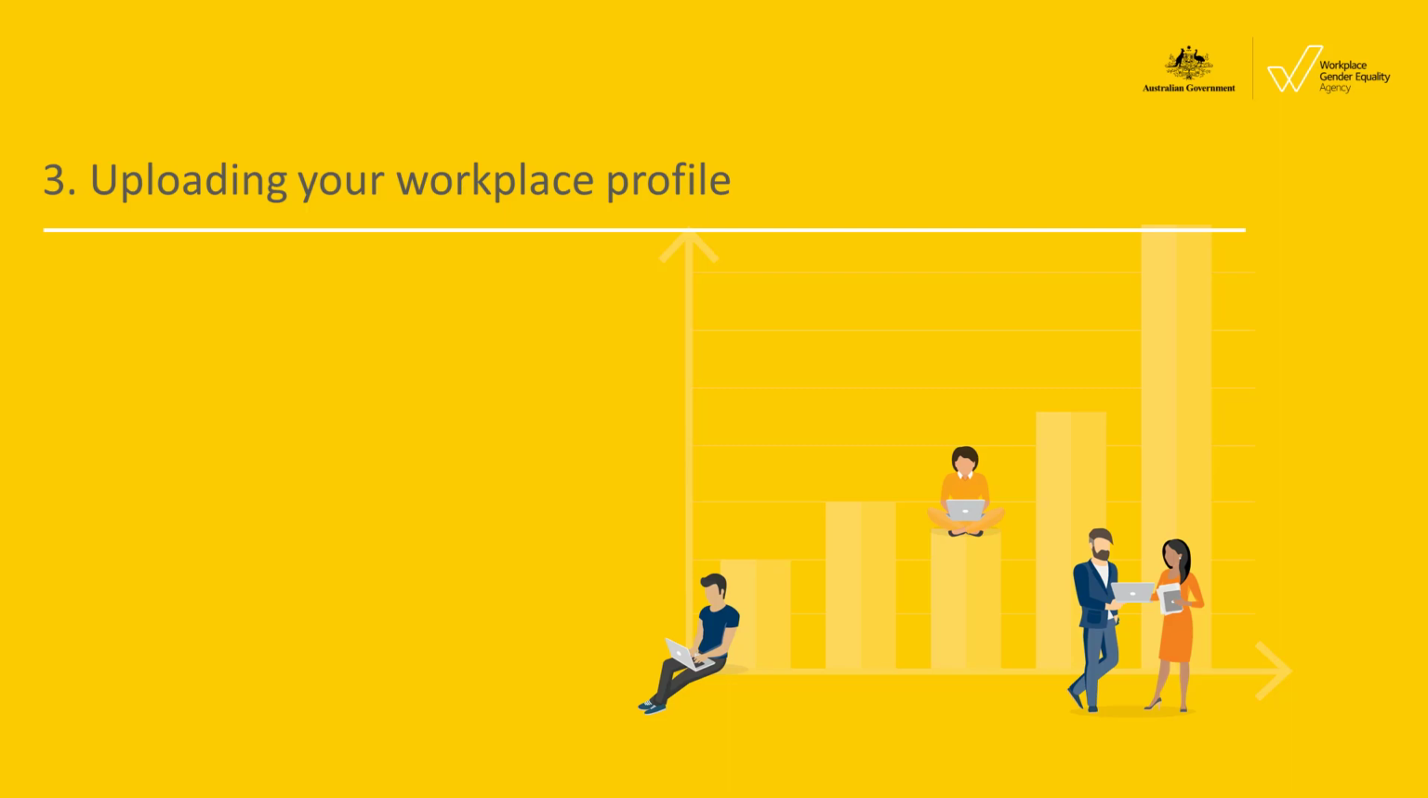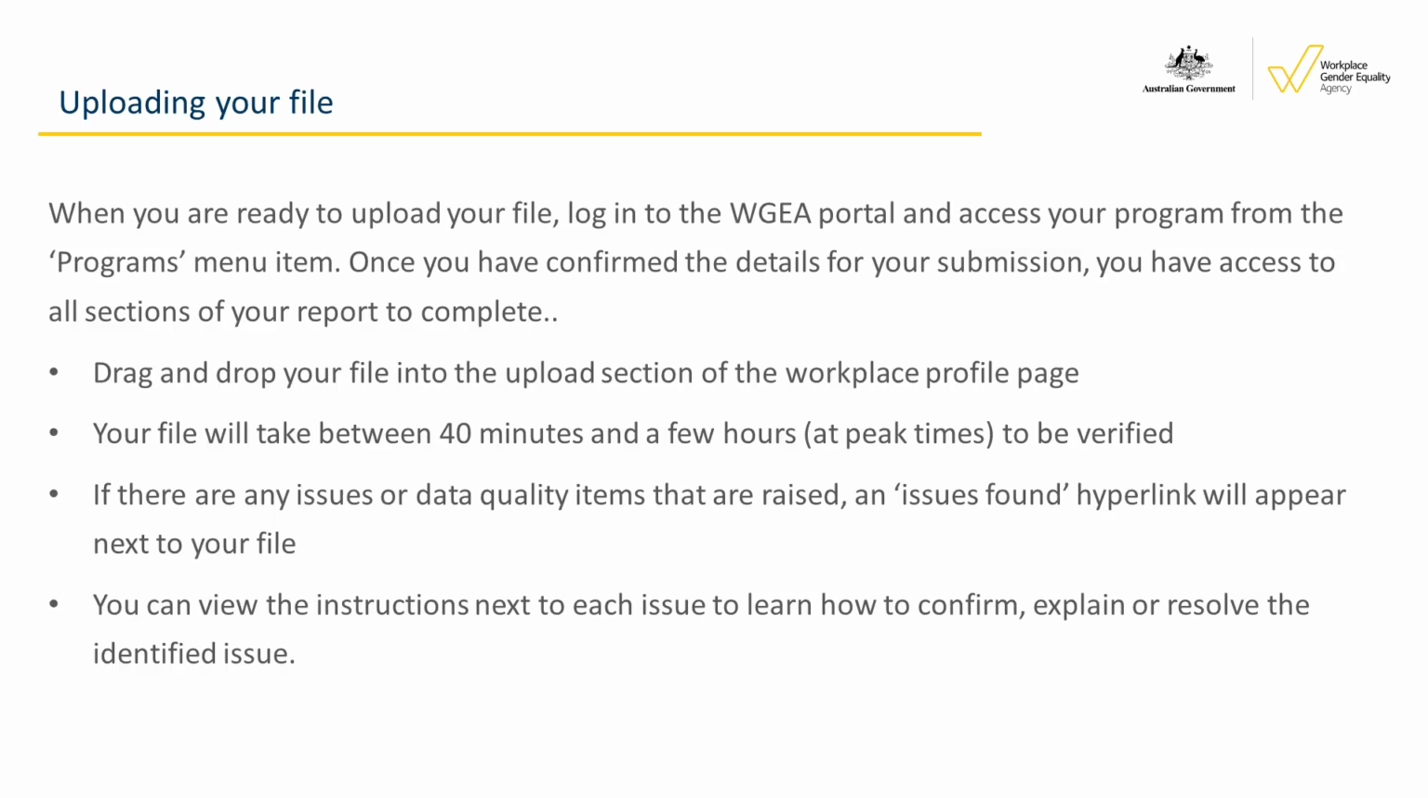When you are ready to upload your file, log into the WGEA portal and access your program from the Programs menu item. Once you have confirmed the details for your submission, you will have access to all sections of your report to complete. To upload your workplace profile, you will need to drag and drop your file into the Upload section of the workplace profile page.